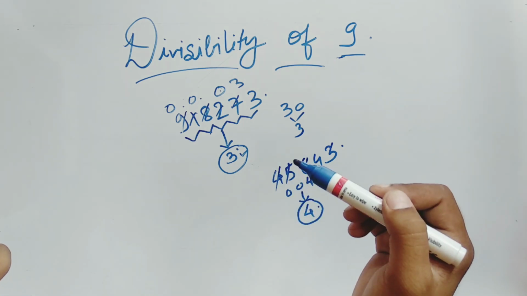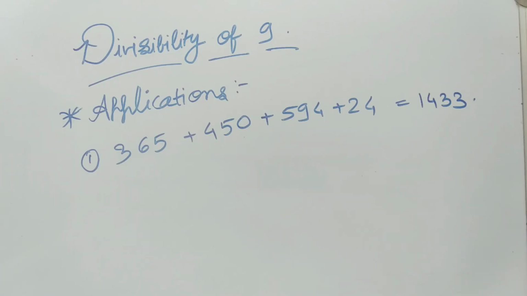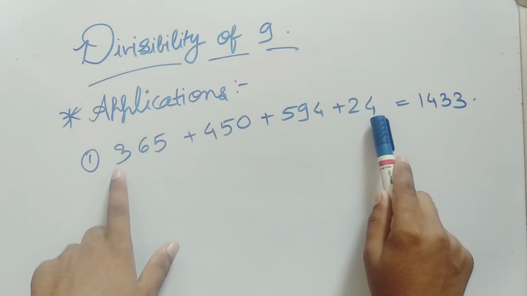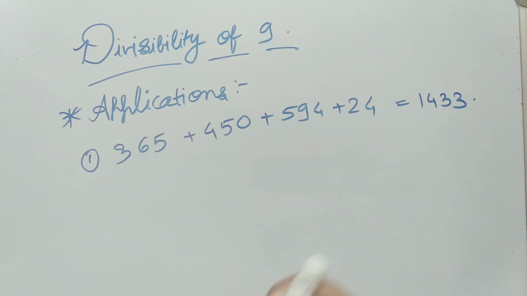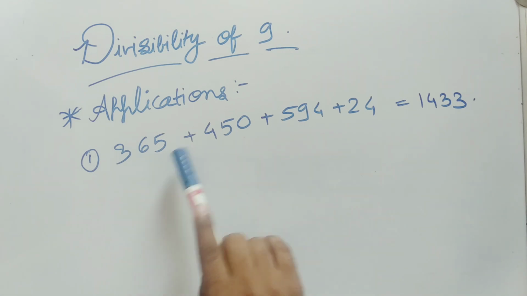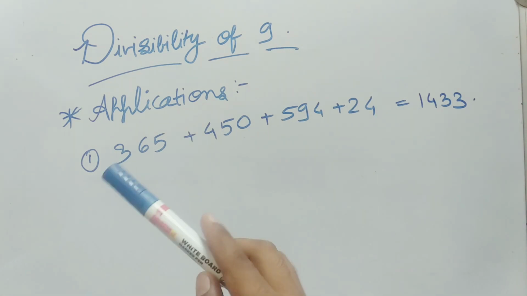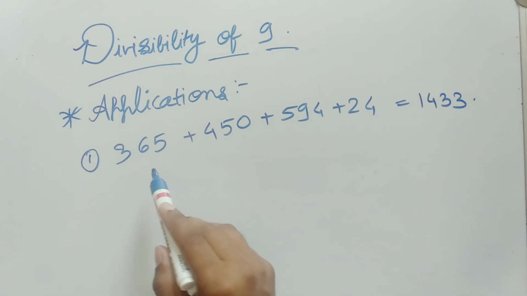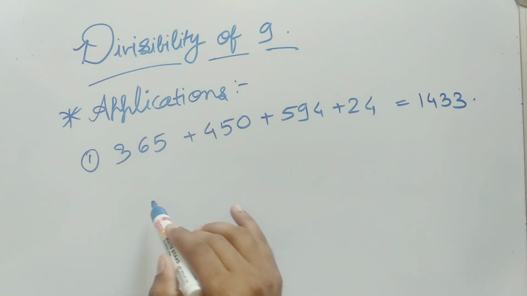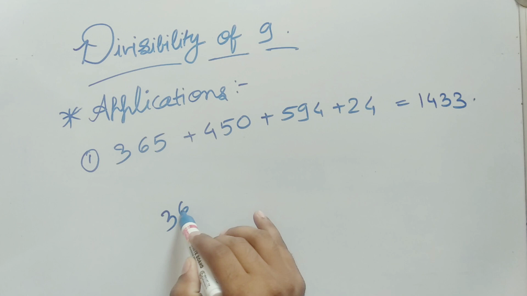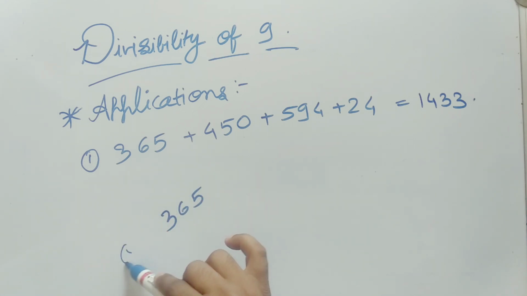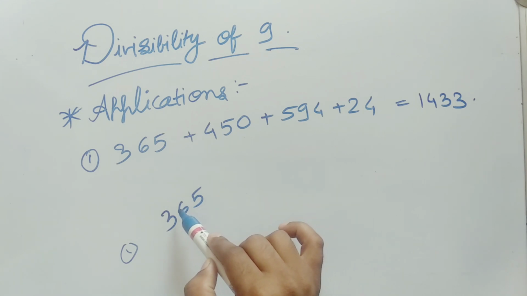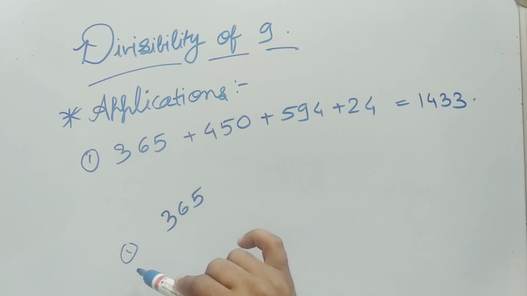Now we'll look at its applications. Now consider this arithmetic equation and the solution to this arithmetic equation. Now we'll try to apply the divisibility of 9 to this equation and to this answer part. So for this, consider the first number and try to convert it into its single digit form. So 365. It can be done in 2 to 3 ways. Firstly, you can just divide 365 by 9 and calculate the remainder.